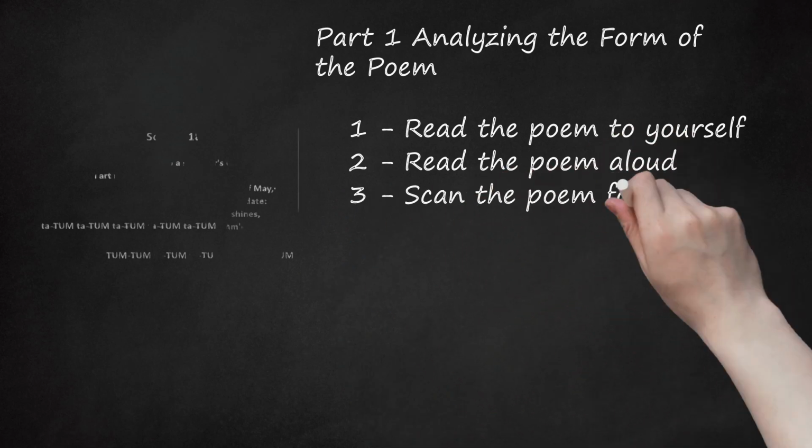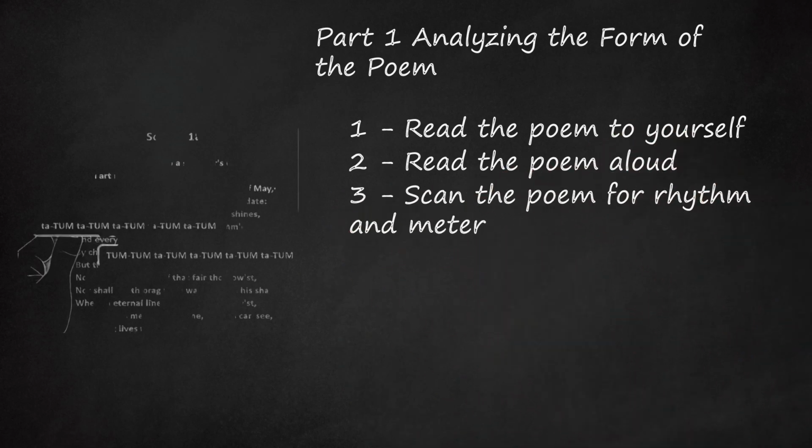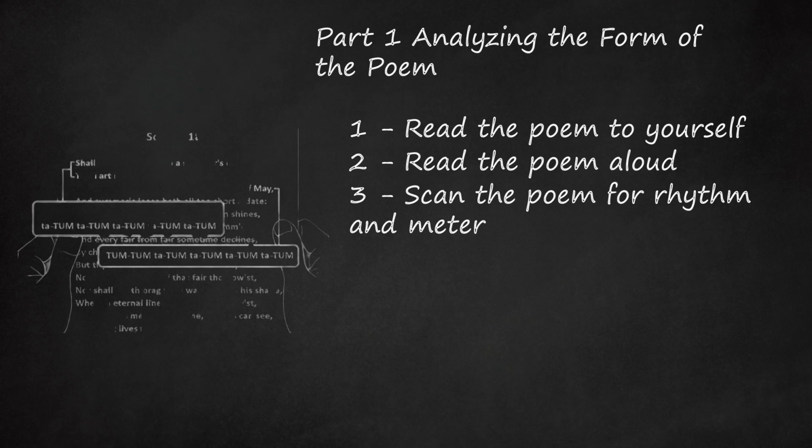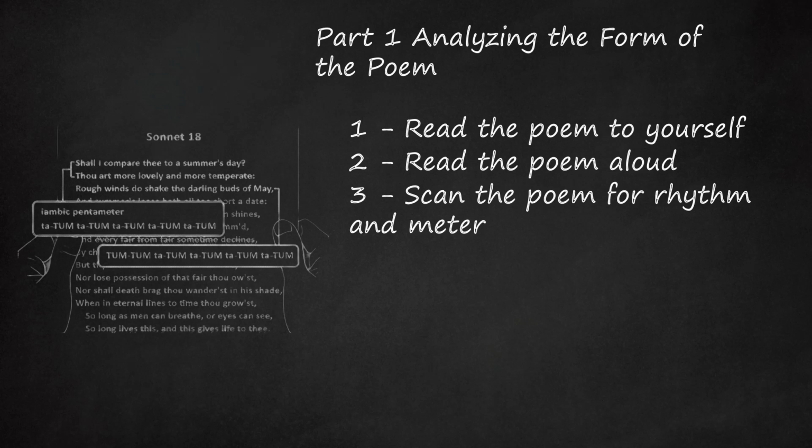3. Scan the poem for rhythm and meter. Most poems will have a certain rhythm and meter, where they are written in a specific pattern. Reading the poem aloud will help you listen for the rhythm and meter of the poem. The only type of poetry that does not have a clear rhythm and meter is free verse poetry. All other types will have some kind of pattern you can follow.